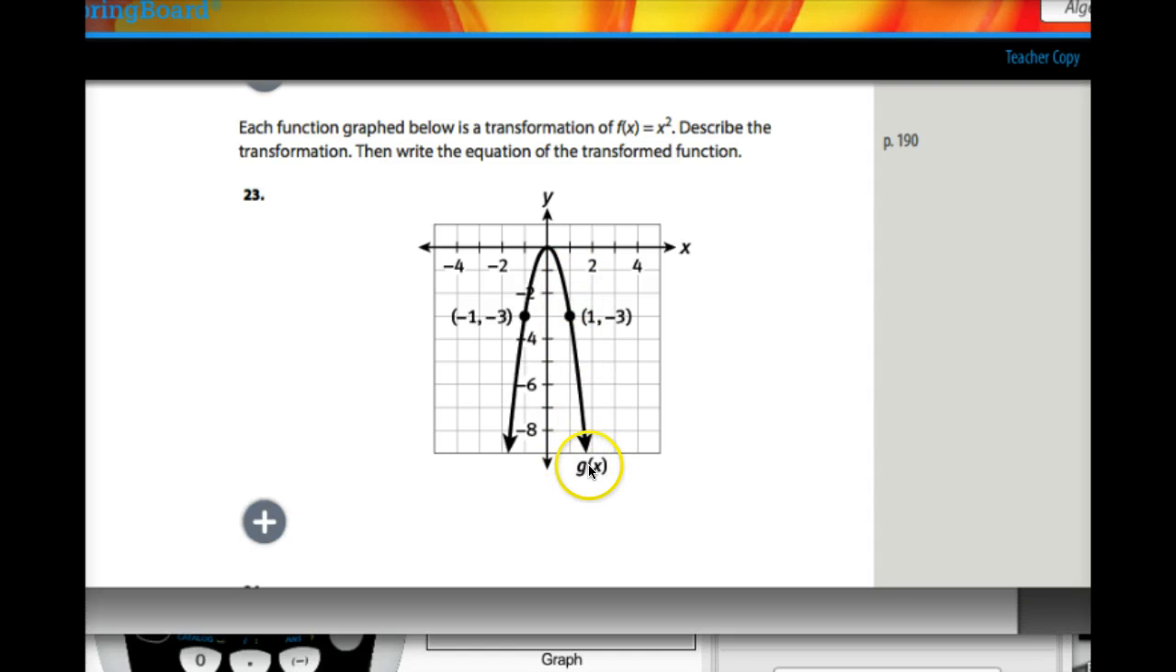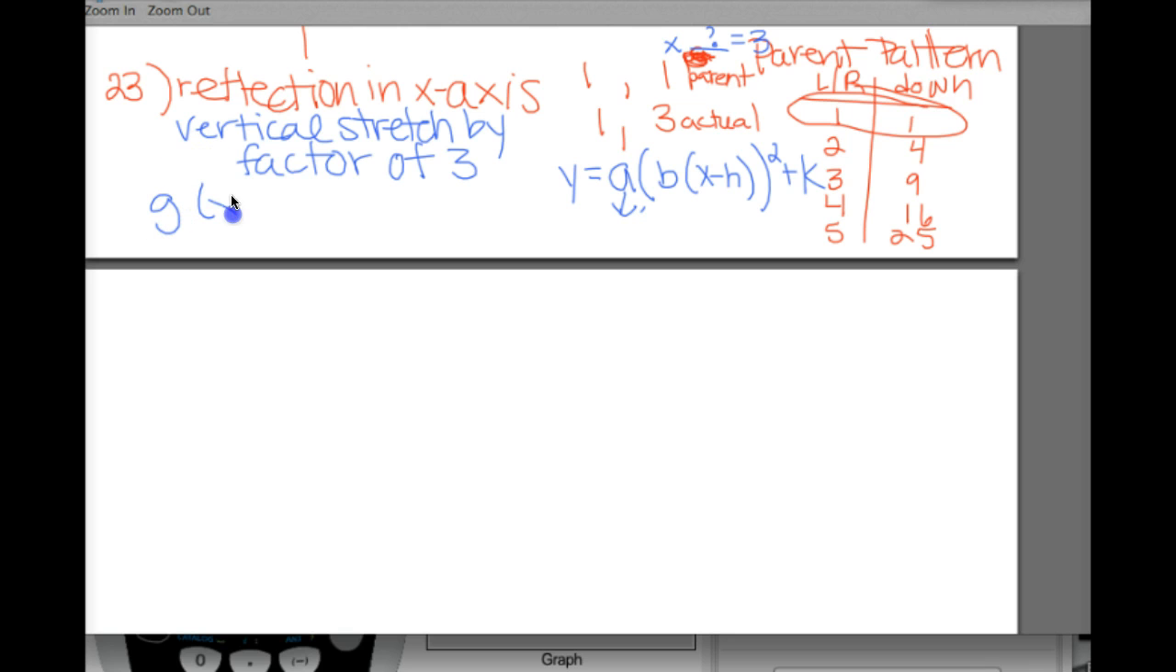It tells me that the name of the function is g of x in the picture. So we write g of x equals negative 3x squared. I don't write b's, h's, or k's because these were the only transformations, which means I'm not using any of those other letters. So there is that.